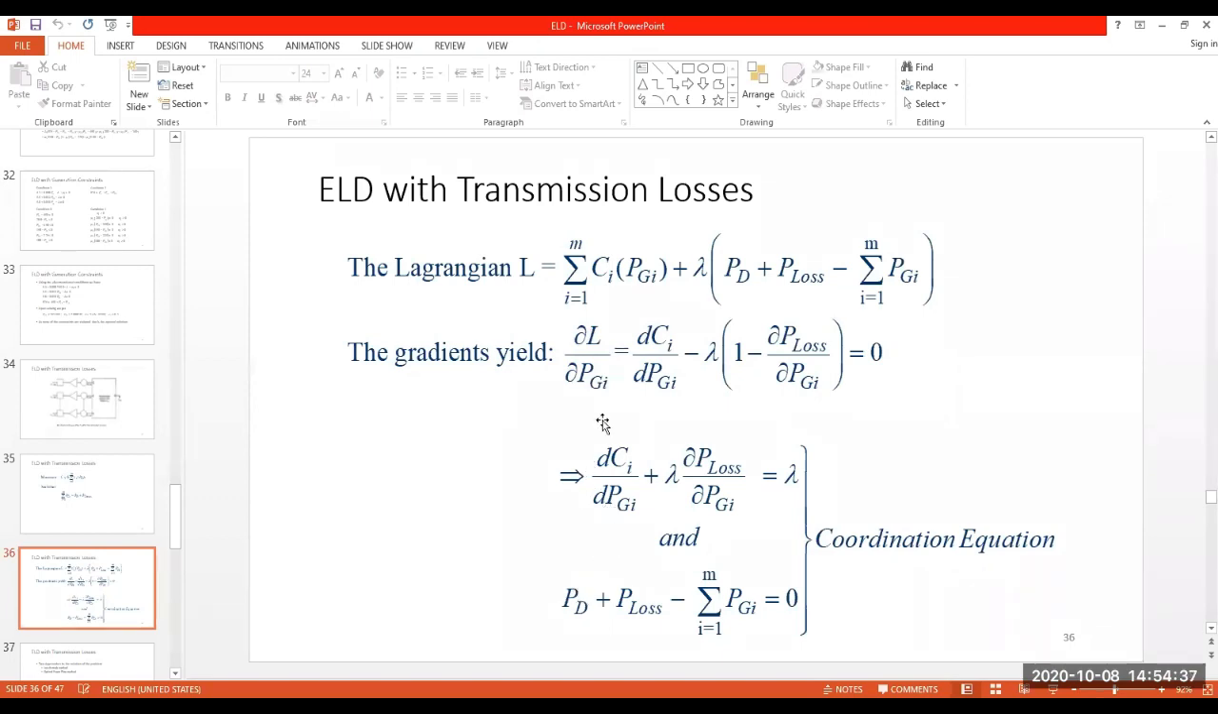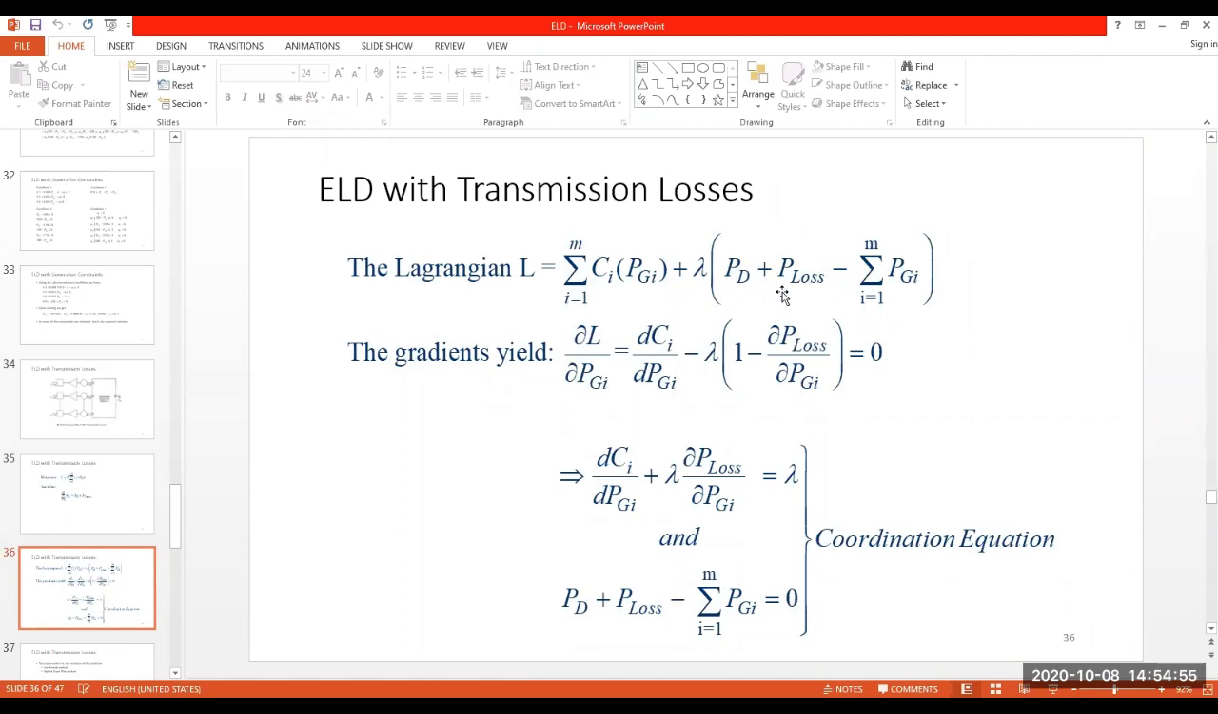What should be the second gradient? Second gradient is basically with respect to lambda. So this equation will come if you take ∂L divided by ∂lambda. This second equation here, the last equation of this slide, will come when you take ∂L over ∂lambda.